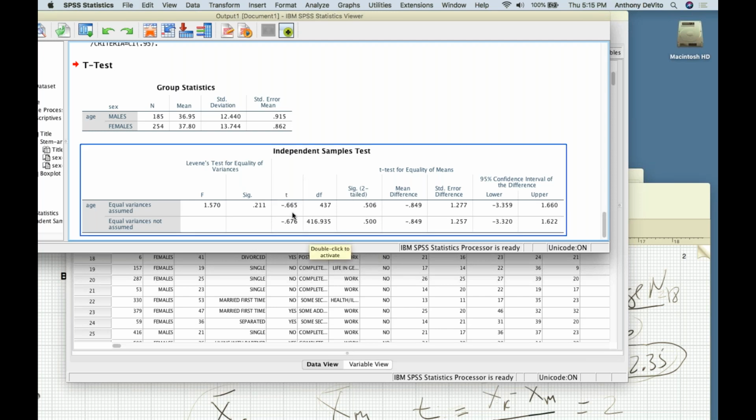The degrees of freedom is 437. So that's going to be very close to 1.96, our critical value of t, because the sample size is so big, right? So let's say our critical value of t is 1.97. Okay, so the t value is 0.665. Our critical value of t is 1.96. Have we exceeded our critical value of t? We haven't, right? We failed because it's less than 1.96. We failed to exceed our critical value of t.